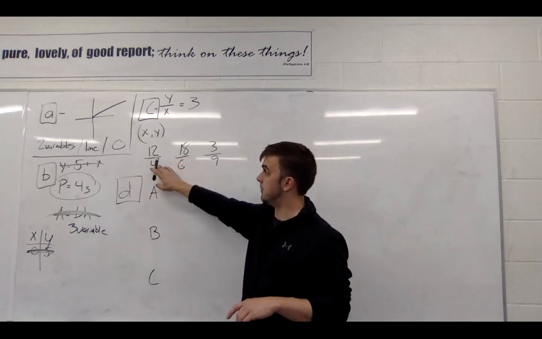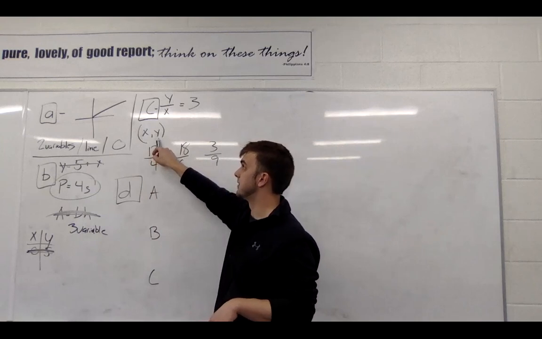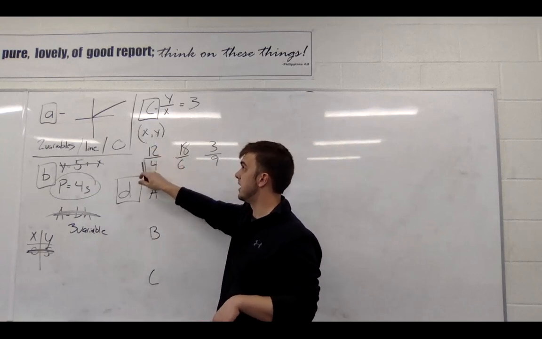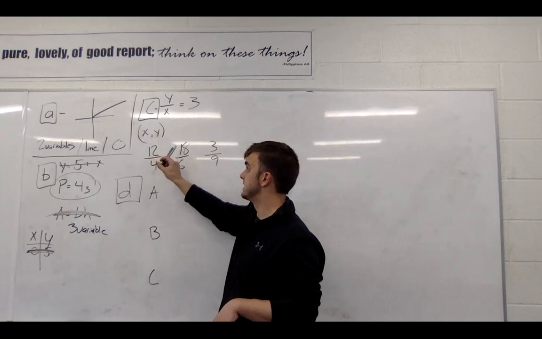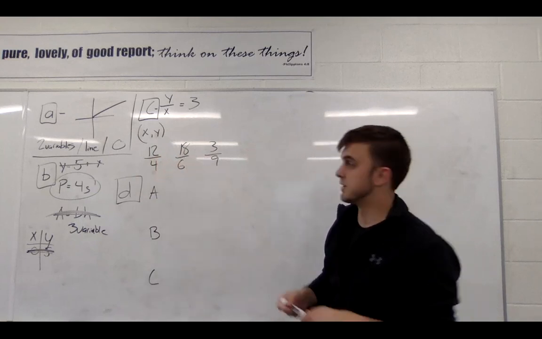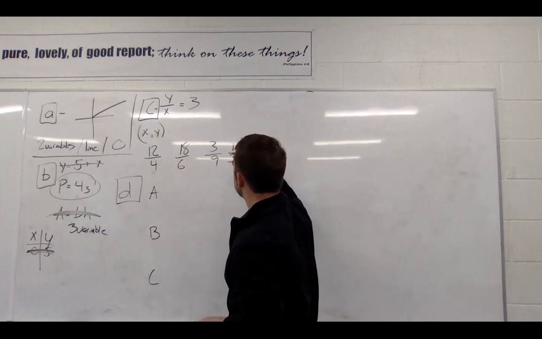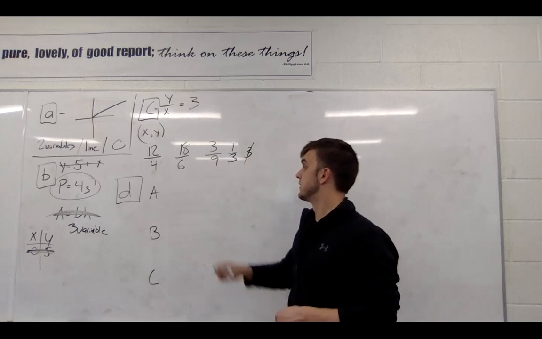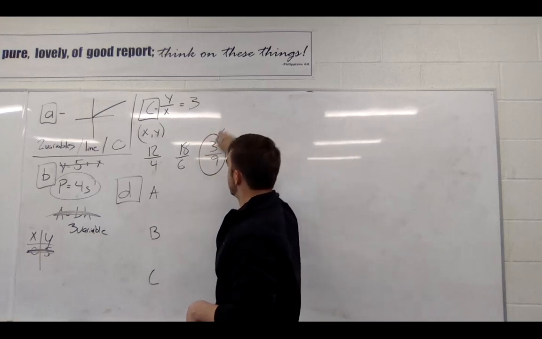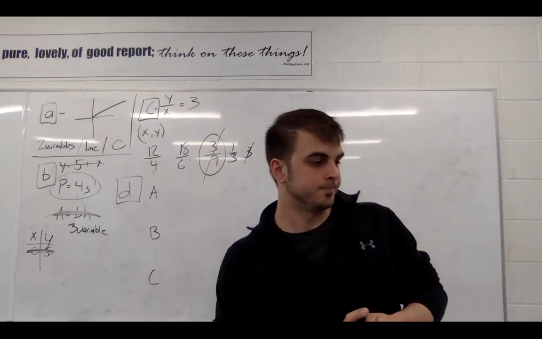So when you look at it that way, y divided by x, what's the second number in the first one? It's 12. 12 divided by 4, 18 divided by 6, 3 divided by 9 is what they come out to. 3 divided by 9 is 1/3, not 3. So this is the one that's the problem there. The other two do equal out, but that one doesn't.